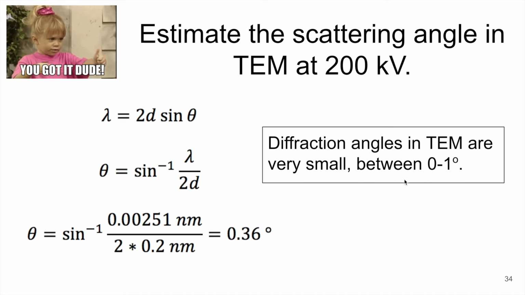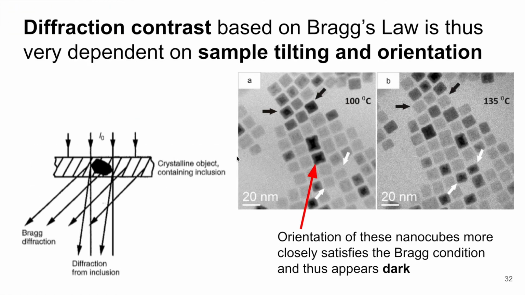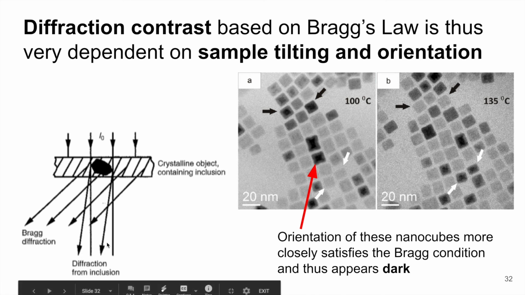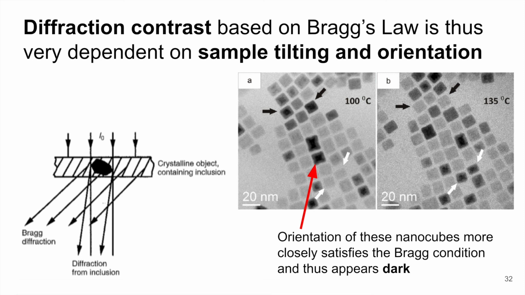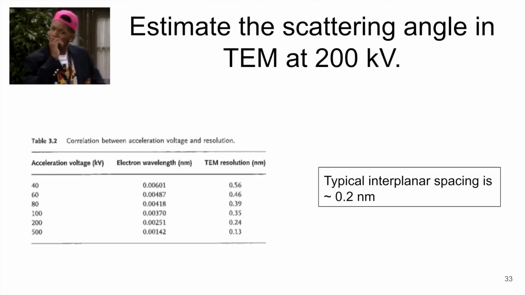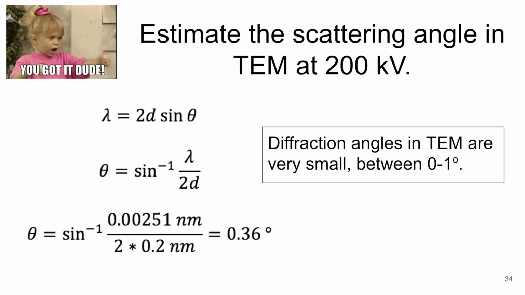When you see the schematics, we can go back and look at this, you see these huge differences between the diffracted beam and the incident beam. Remember, we're talking about angles that are around 1 degree or less. So that's important to keep in mind when we start looking at diffraction.